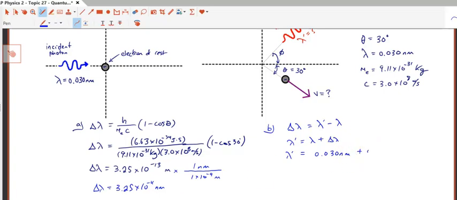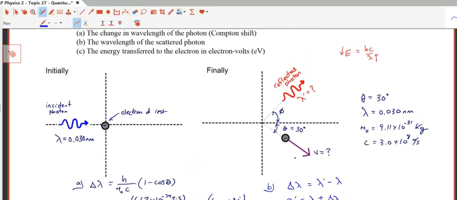That's 0.000325 nanometers. So our new wavelength is going to be 0.030325 nanometers. We probably round this off to 0.0303, but that's the new wavelength, maybe with all the digits here.